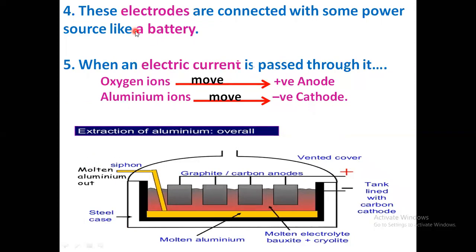These electrodes are connected with wire and some source of power like a battery so that ions can flow in a complete circuit. Clear? When an electric current is passed through it, what will happen? Oxygen ions from the aluminium oxide move towards the positive anode, right? Oxygen ions move towards the positive anode, and aluminium ions move towards the negative cathode. Clear?